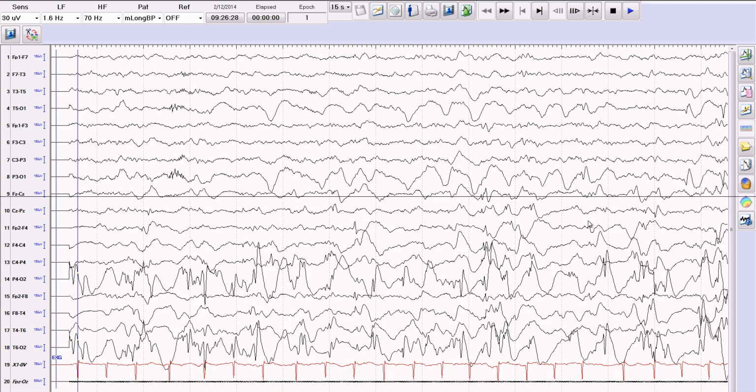I can also show you how to measure the amplitude of a slow wave. With this system, it's a right click and drag, and you can see here that the peak-to-peak amplitude is 480 microvolts for this particular slow wave.